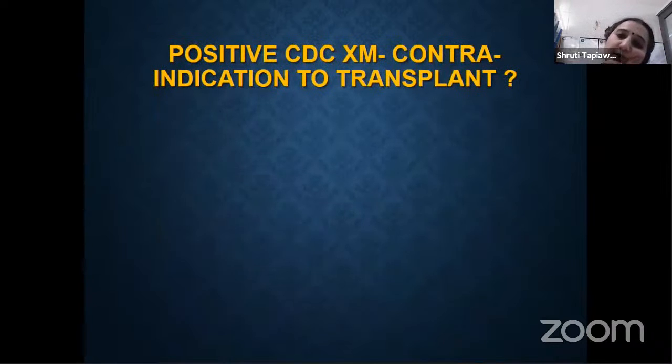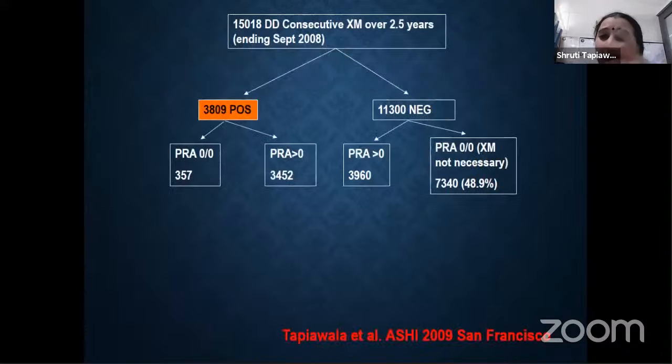So now the next question is, is a positive cross match a contraindication? The answer would have been yes, but no. I have seen in one of the studies which I did in 2008, where 15,000 cross matches were studied, there were 3,800 which were positive and 11,300 were negative. So these were out of question.